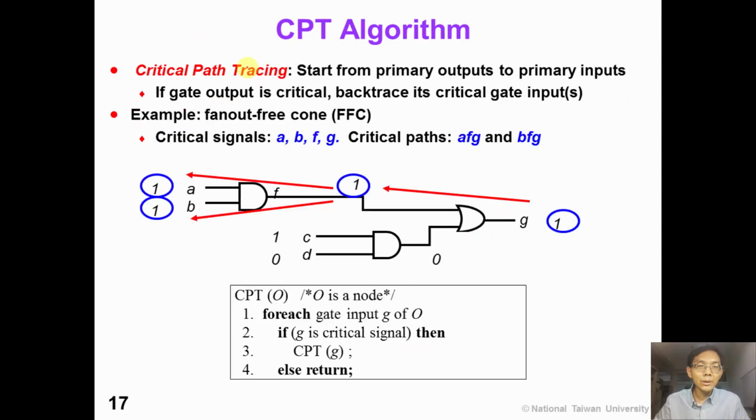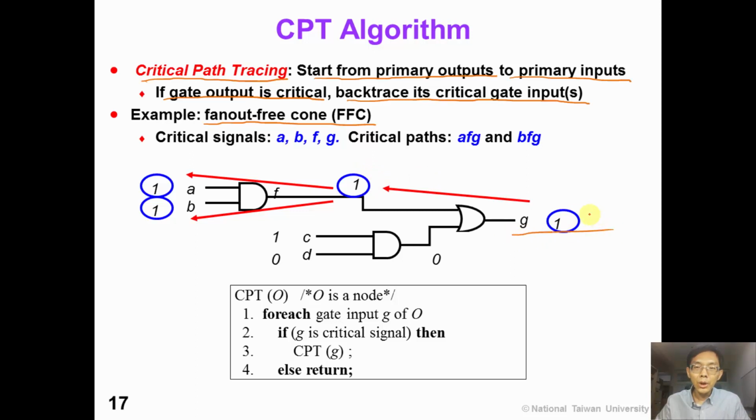This slide shows the critical path tracing algorithm. This algorithm recursively traces the critical path, starting from the primary output to the primary input. If the gate output is critical, then we backtrace its critical gate input. For example, the following shows a fanout-free cone, FFC. In this circuit, it does not have any fanout, so we call it a fanout-free cone or fanout-free circuit.